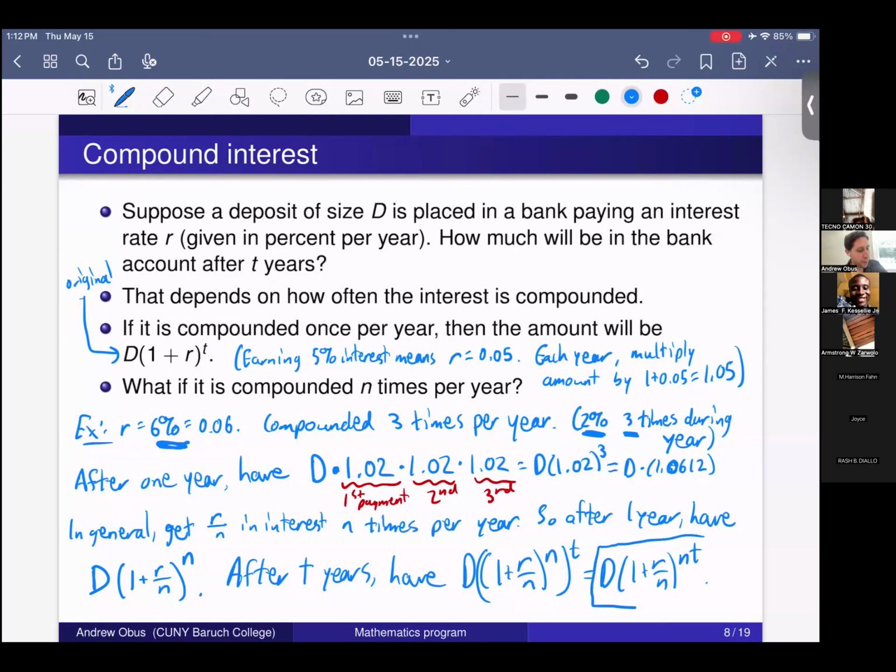So this is the formula for compound interest. So there's 3 letters, right? R is the interest rate. N is the number of times per year that it's compounded. And T is the number of years.